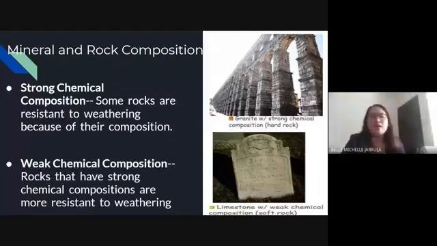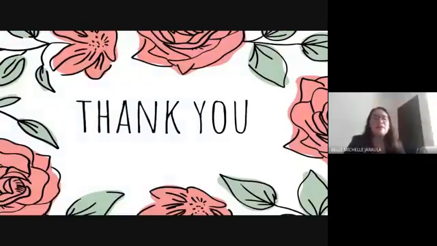Next one is the ones with the weak chemical composition. Those are rocks that have weak chemical compositions that are less resistant to weathering. Example of it is limestone with weak chemical composition. So that is all. Thank you.